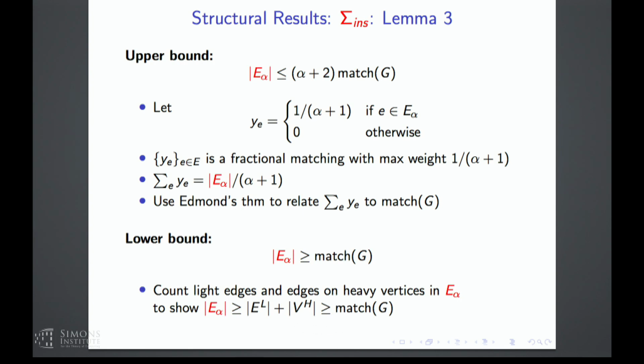For the lower bound, we just want to carefully count light edges and edges that are incident to heavy vertices that belong to the set E sub alpha. And then from that, we can show that the size of the set is greater than or equal to the number of light edges plus the number of heavy vertices. And as I mentioned before, this is at least the size of the matching, because each matching edge is either light or it's incident to a heavy vertex.